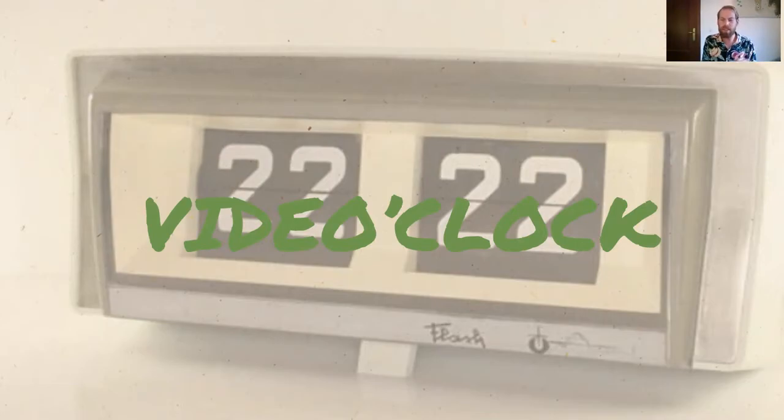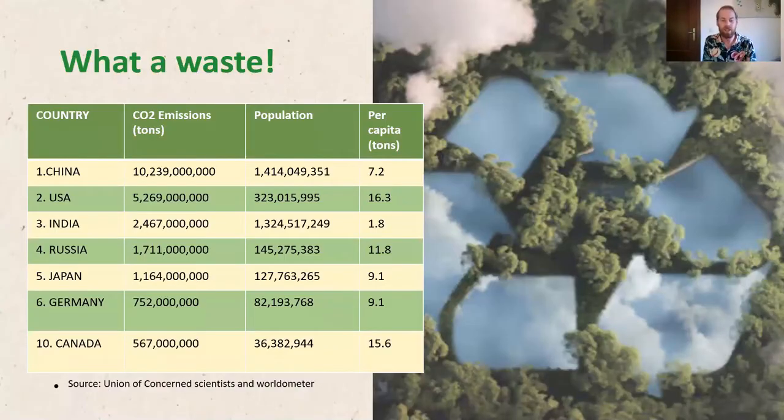So let's go back to the table ever so briefly so you can digest and have a quick look. We've got country, the tons of CO2 emissions, their population, and the per capita in tons. So that's the number of tons of CO2 emissions per person.